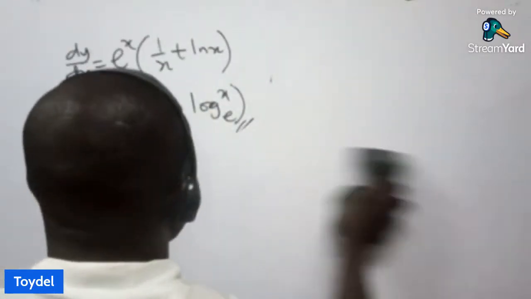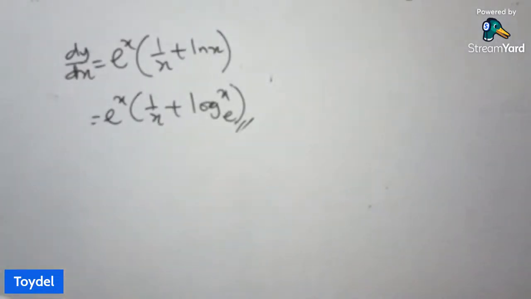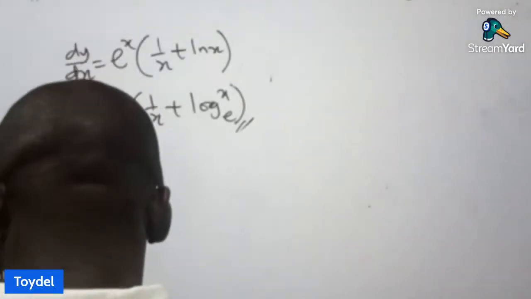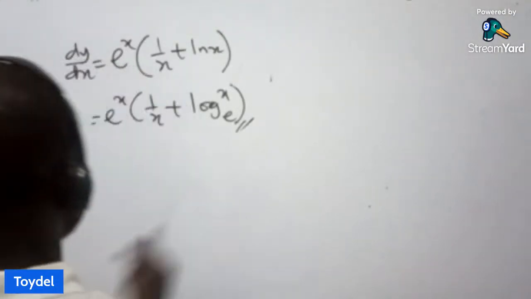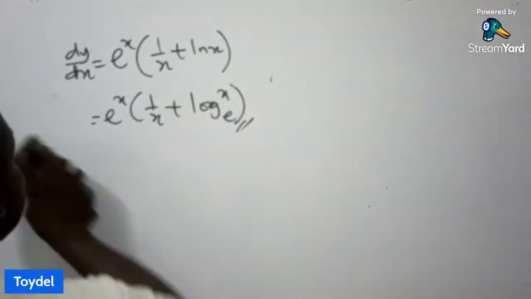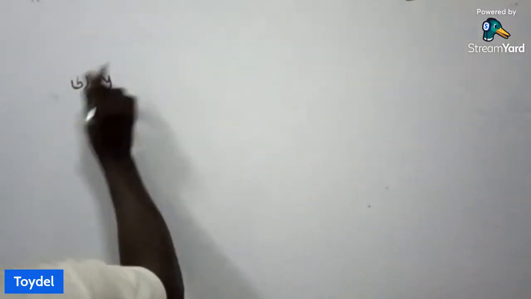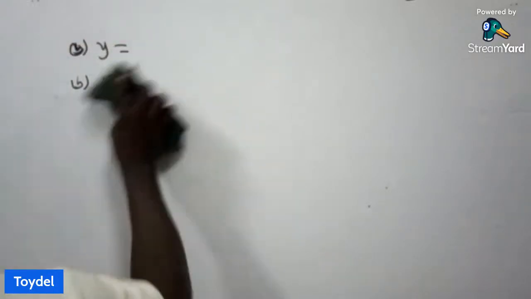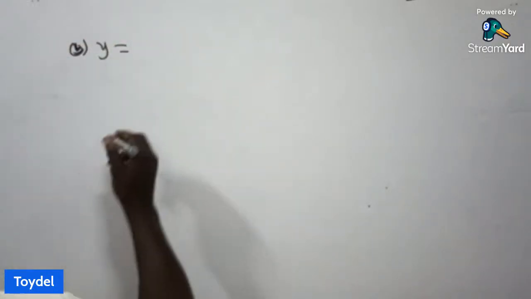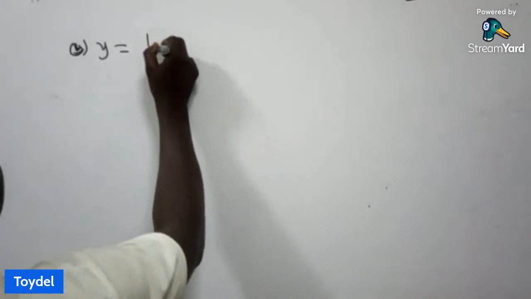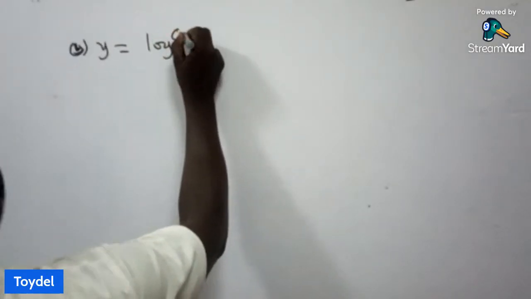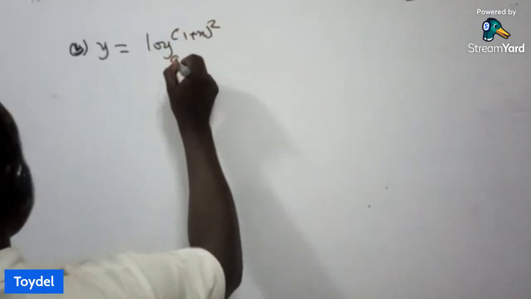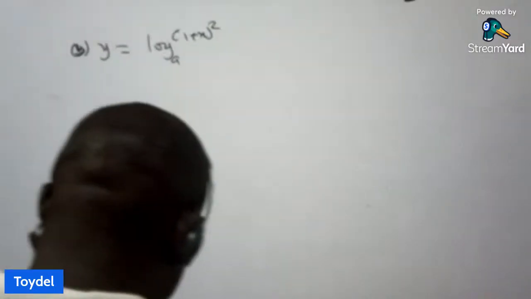Then the last question now, we want to solve the question under the other logarithm, that is not natural logarithm. Let's solve the last question. Here we are given y to be equal to log_a of (1 plus x) squared. That's what we are given.